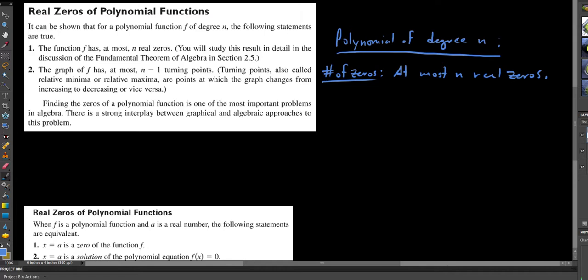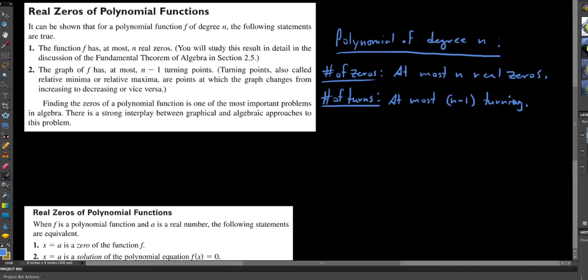Now with respect to number of turns, or turning points, these are spots on our graph where it goes from decreasing to increasing or increasing to decreasing. So we've heard these called relative minima or maxima. But what we can say is if the degree is n, then it has at most n minus 1 turning points. Important to know as we continue to analyze these graphs for their zeros and their behaviors here.